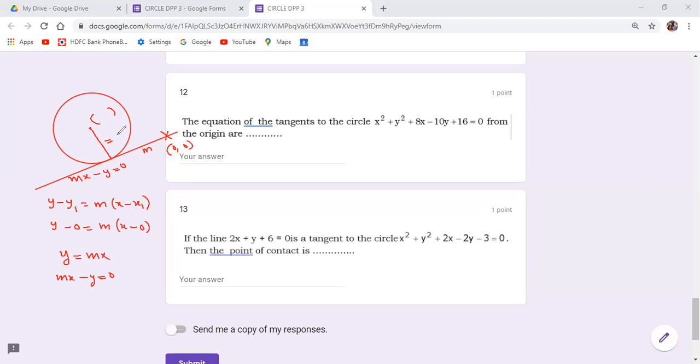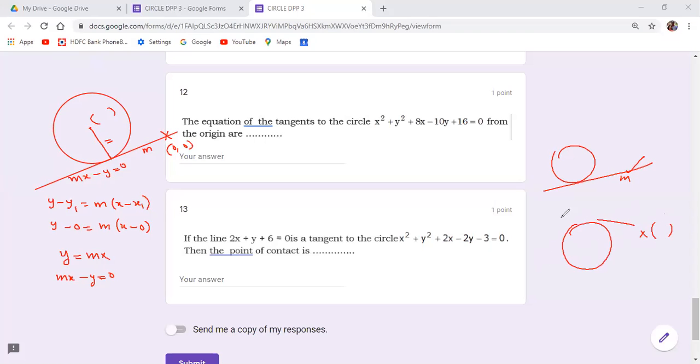Same method. So what is the difference between the point method and the slope method? In one place we assume the equation of tangent as y equal to mx plus c. In another place we assume the equation of tangent in slope point form. Is it clear? Once again, just tell me what is the difference between the equation of tangent when slope is given to you and the equation of tangent when the point is given to you.